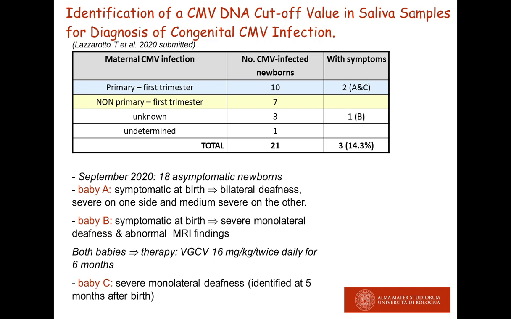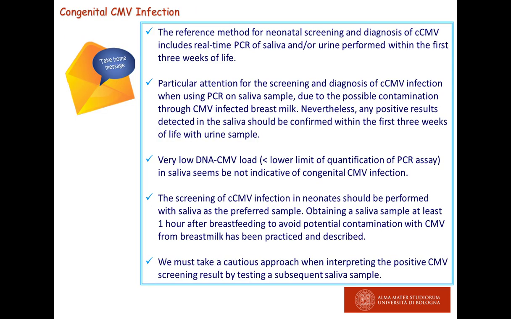During the monitoring after the delivery, we identified a baby with severe monolateral deafness, and we identified this symptom at 5 months after birth. So, in conclusion, I would like to report here and in the next slide the principal takeaways of the diagnosis and the screening of congenital CMV infection. I think it is important to follow the recommendations for the diagnosis and for the screening, in particular for the material that we analyzed.